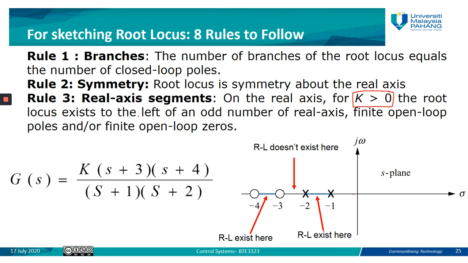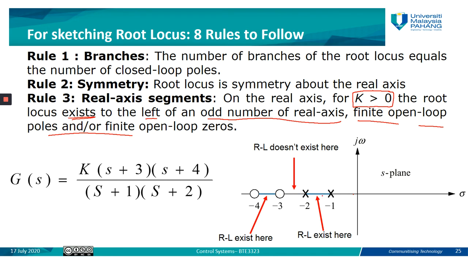So the root locus exists. That means we have root locus to the left of an odd number of real axes, odd number of finite open-loop poles or zeros. In order to understand what we mean by this rule, you can see here the blue segment.